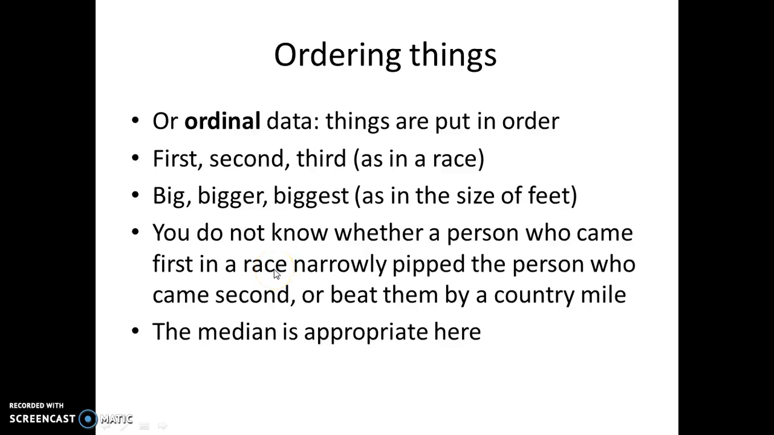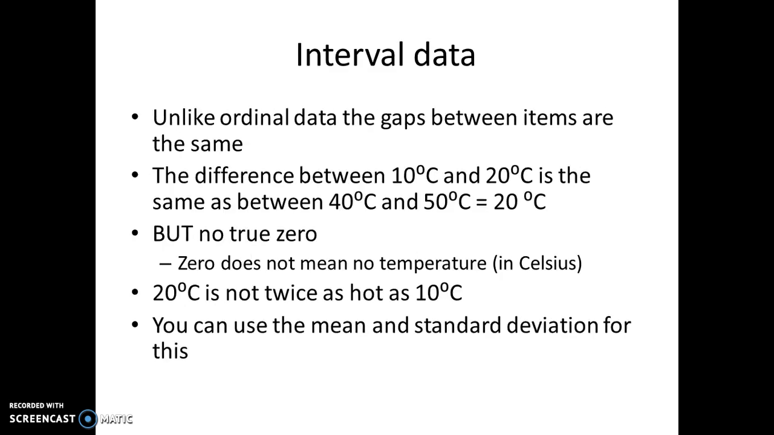So, ordinal data is just things that are in order. There's no sense in which the magnitude is captured, just first, second, third, big, biggest, smallest. So again, means make no sense here. Using things like medians is an appropriate way of representing these data.